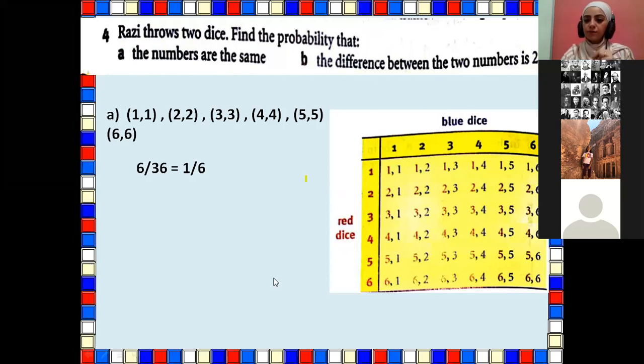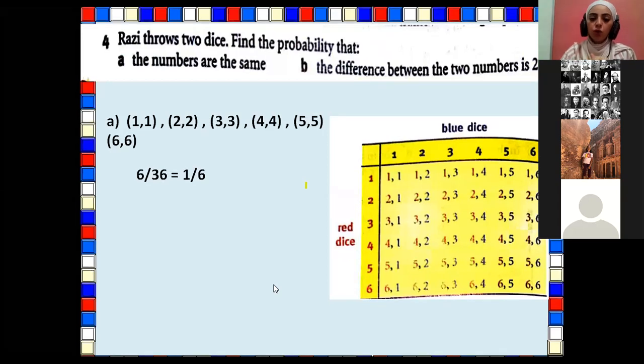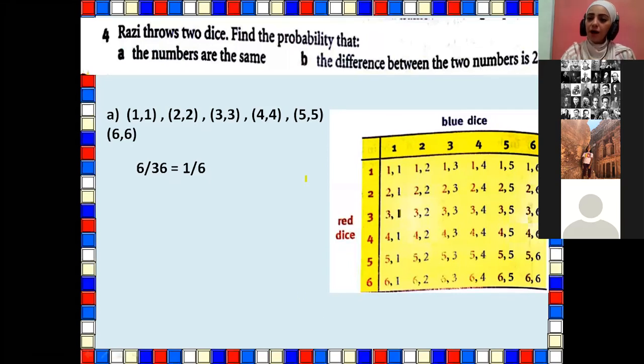Here we have 2 outcomes. 6 with 4, 4 with 6, another 2 outcomes. 5 with 3, 3 with 5, so another 2 outcomes. We also have 1 with 3 and 3 with 1. This is our answer: 8 outcomes out of 36, in simplest form 2 over 9.